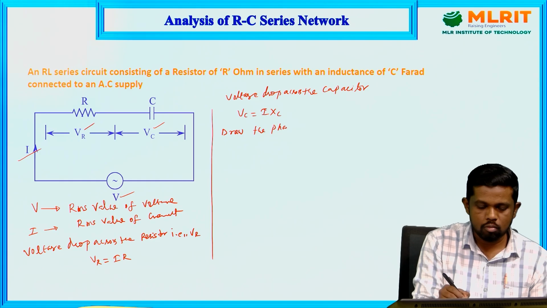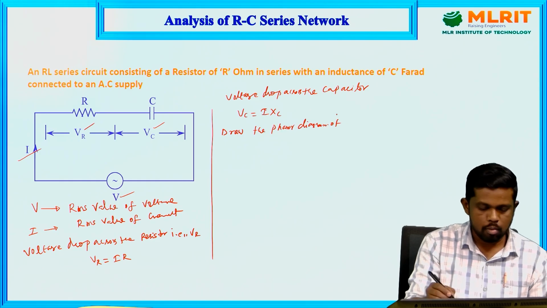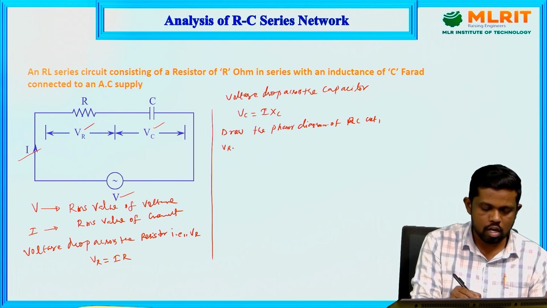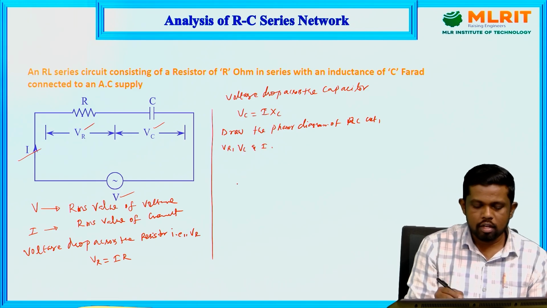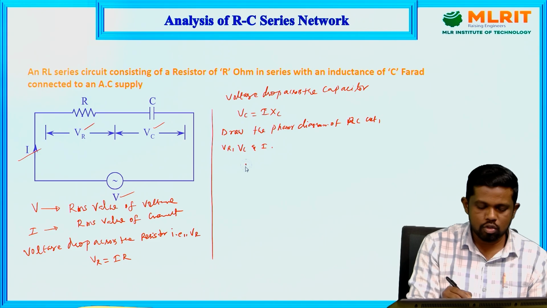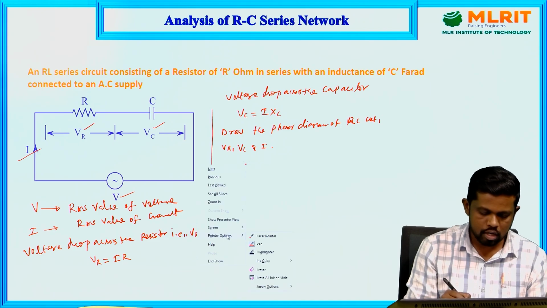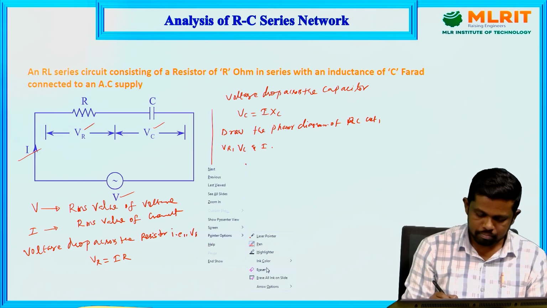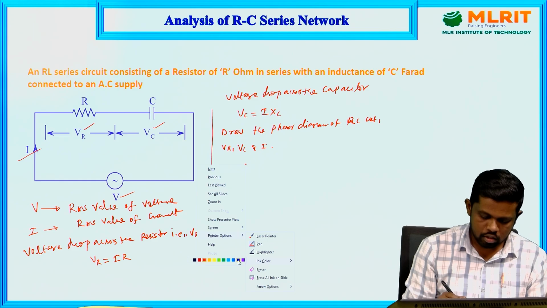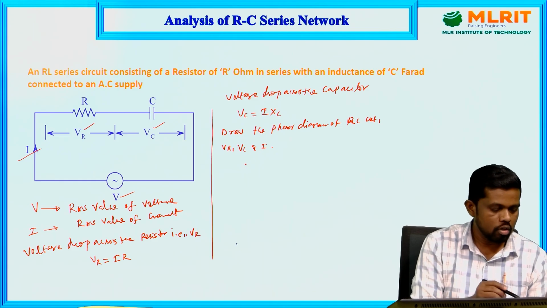So we draw the phasor diagram of the above RC circuit with the help of VR, VC and I. While drawing the phasor diagram, we consider the current I as the reference phasor, because the current is constant throughout the circuit.